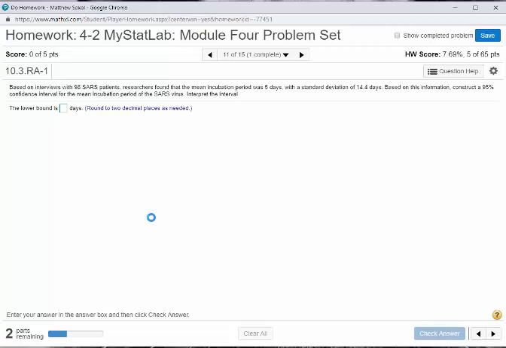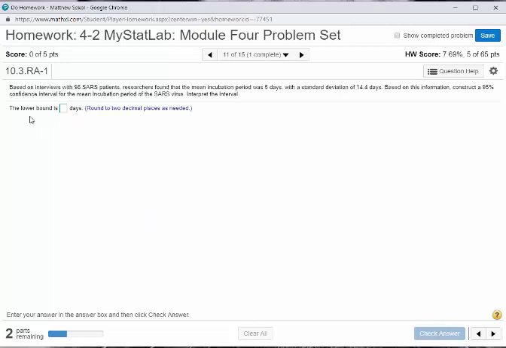An incubation period is the time from when you come in contact with the virus until you start to show symptoms. So it was 5 days with a standard deviation of 14.4 days. Based on this information, construct a 95% confidence interval for the mean incubation period of the SARS virus, and then let's interpret the interval.